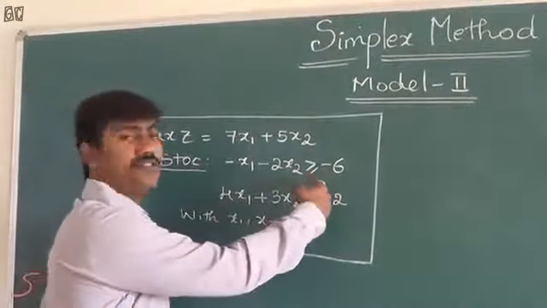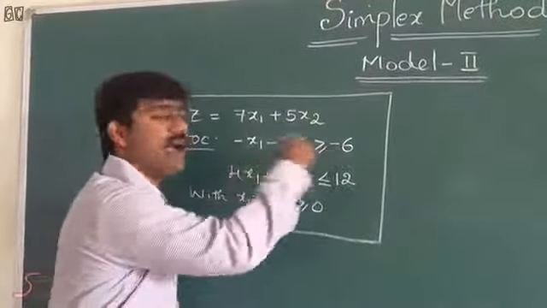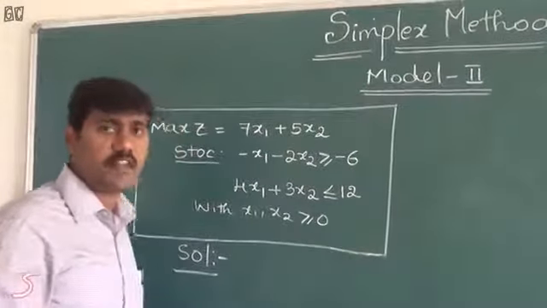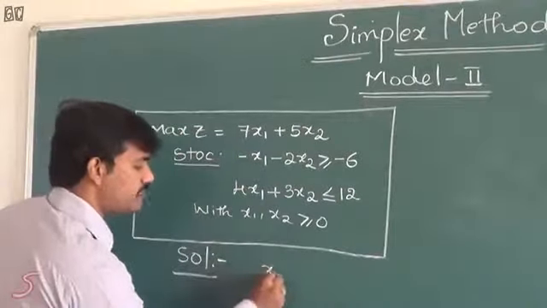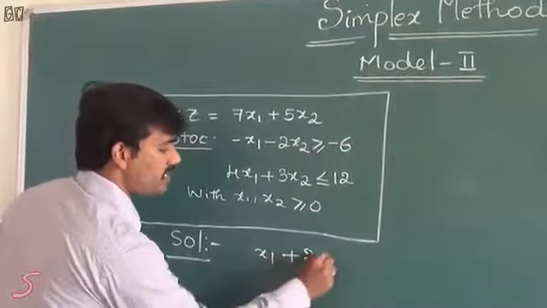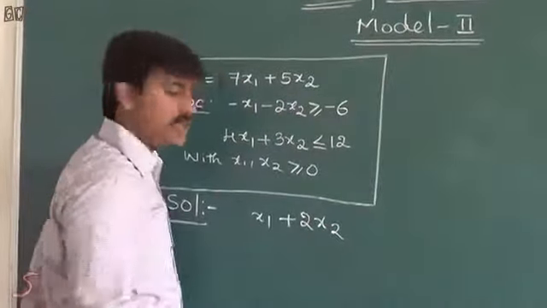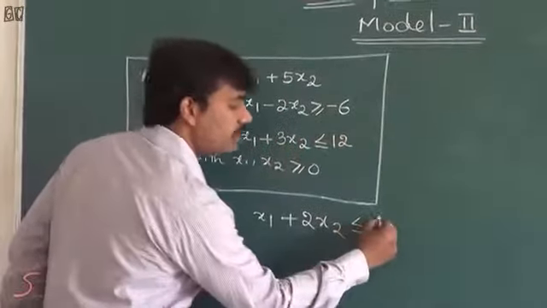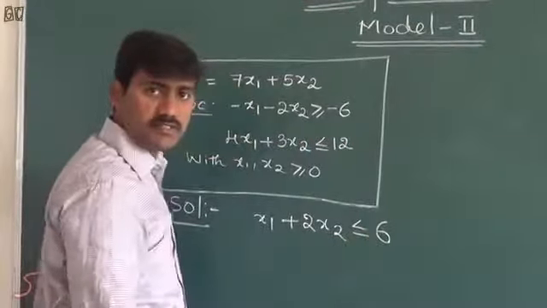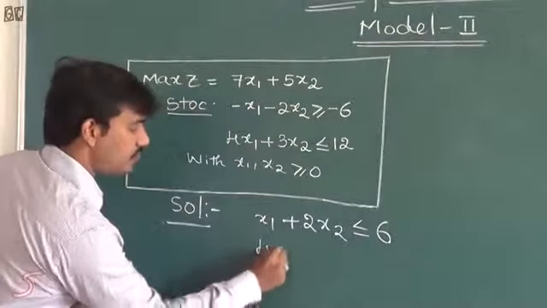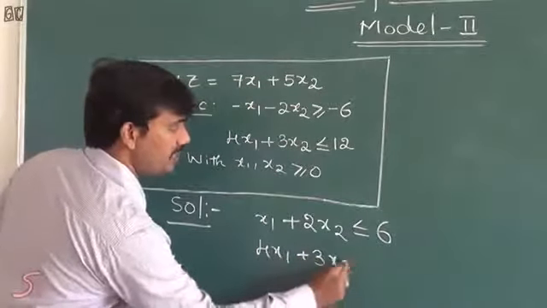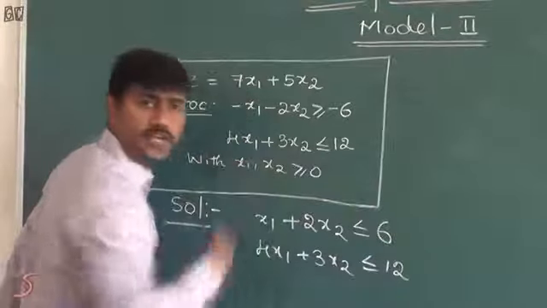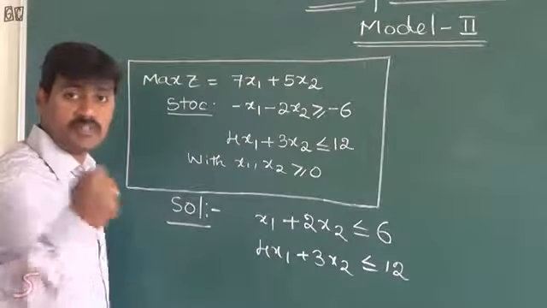multiply the first constraint by minus to make the entire constraint in the form of less than or equal to type. So minus into minus x1 is plus x1, minus into minus 2x2 is plus 2x2. The greater than will become less than. When we multiply by minus, minus into 6 is plus 6. Then followed by the additional constraint 4x1 plus 3x2 less than or equal to 12. These are the first steps.